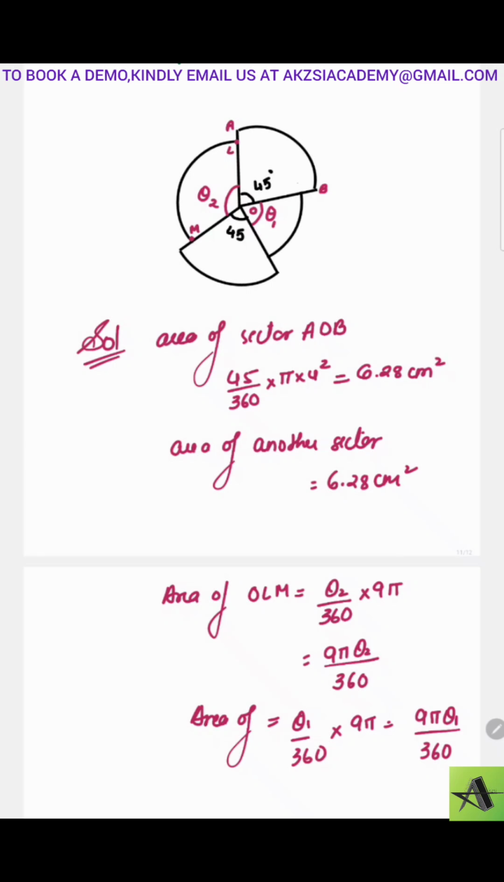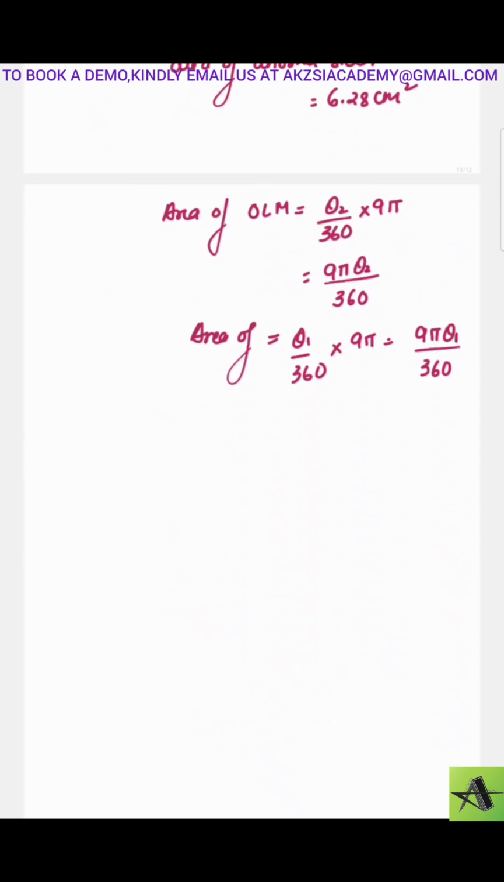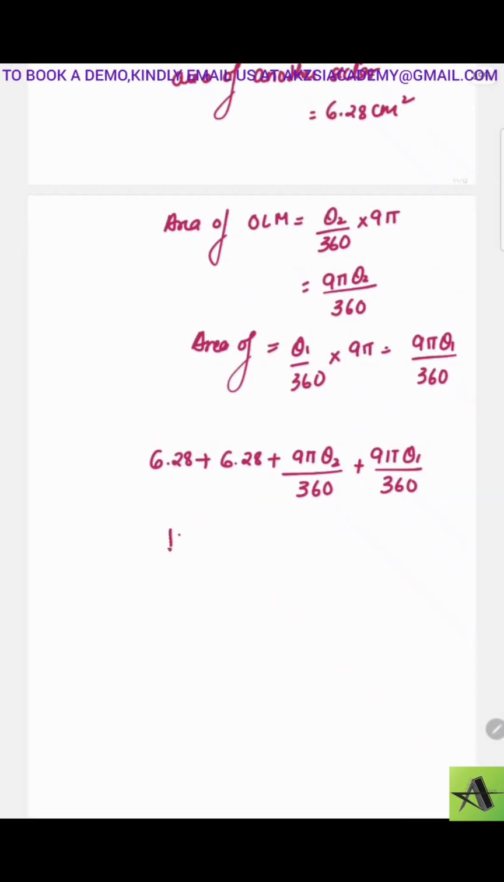Because ultimately my aim is to calculate all the areas, now at the end I'm adding all the areas. So 6.28 plus 6.28 plus 9 pi theta 2 over 360 plus 9 pi theta 1 over 360. So this is going to be 12.56 plus, taking 9 pi over 360 out as common, theta 1 plus theta 2.